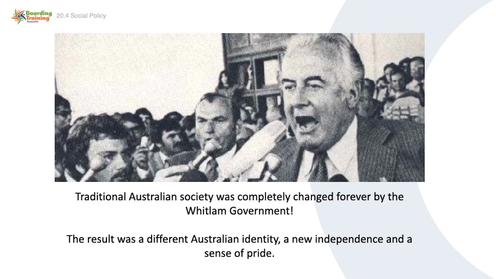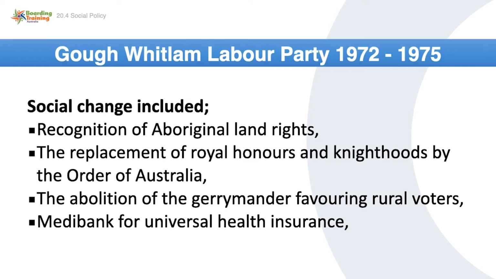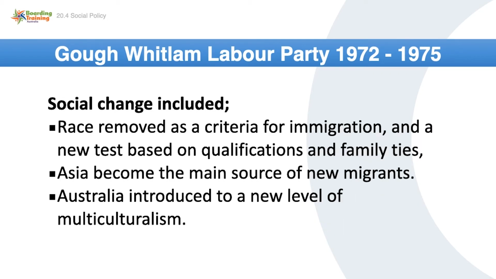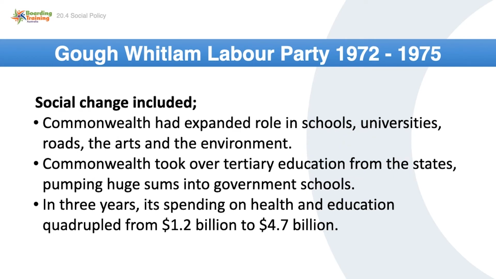And there were a lot of different things that Gough Whitlam changed, and I want to go through some of them, some of the social change. One was recognition of Aboriginal land rights, then the replacement of royal honours and knighthoods by the Order of Australia, the abolition of the gerrymander or unfair voting, Medibank for universal health insurance, race removed as a criteria for immigration, Asia became the main source of new migrants, and Australia was introduced to a whole new level of multiculturalism.